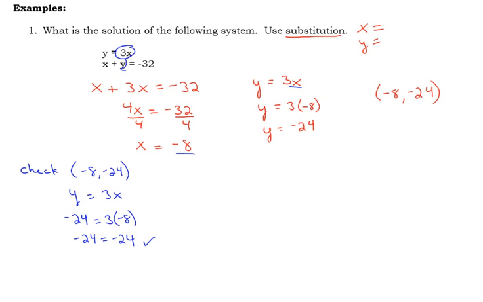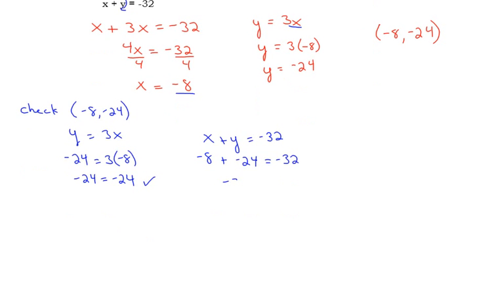So now we're going to check negative 8, negative 24 in the second equation, x plus y equals negative 32. We said x was negative 8 and y was negative 24. Negative 8 plus negative 24 is negative 32. Since the ordered pair negative 8, negative 24 is on both of the lines, that means that this is the point of intersection for those two lines. So your answer of negative 8, negative 24 is correct.